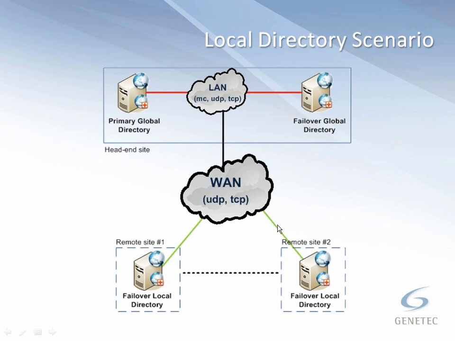The two global directories are connected on a LAN. They have multicast available and have a bandwidth of 100 megabits per second or more. The bandwidth to the local directories must be at least 1.5 megabits per second or higher. One thing we might want to point out is that if you have a setup like this, you might want to consider using federation. You can speak to one of our support or sales engineers to see if this would be a better option.